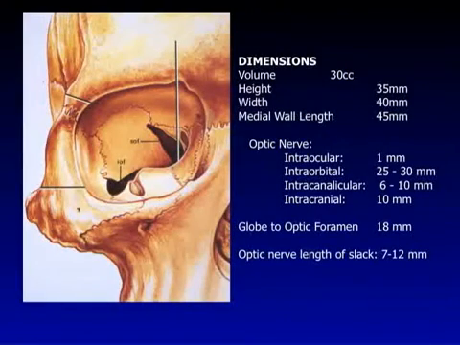The important structures to look for: the globe to optic foramen, the optic nerve length, 7 to 12 millimeters. You typically have some redundancy there. The dimensions you don't really have to memorize, but it's good to know the general dimensions. Width is usually longer than height, and know the optic nerve lengths: the intraocular, intraorbital, intracanalicular, and intracranial segments.